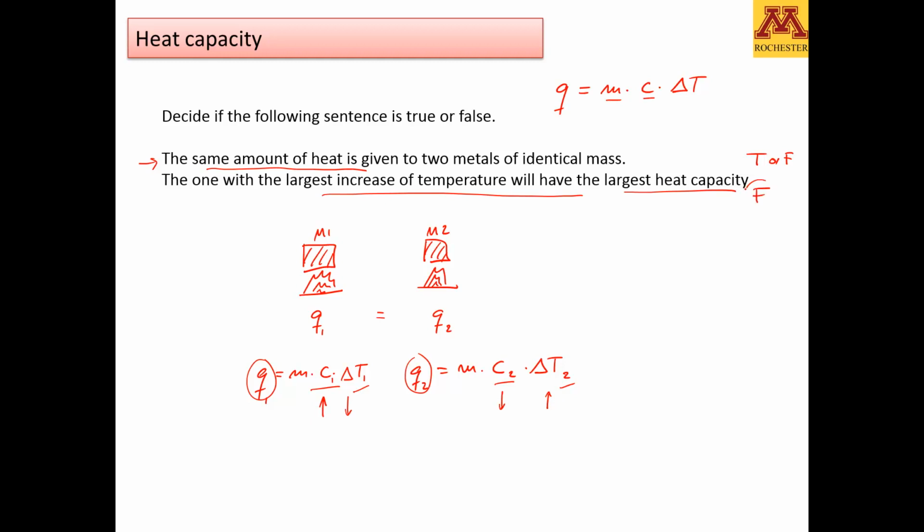So this is false. The largest increase of temperature will have the lowest, or the smallest, heat capacity. Imagine that metal 2 ends up with the largest change of temperature. It will have to have the smallest heat capacity. So take home message: the higher the heat capacity is, the more heat you need to provide to create the same increase of temperature. Or, if you will, the higher the heat capacity, for the same amount of heat, the lower the change in temperature will be.